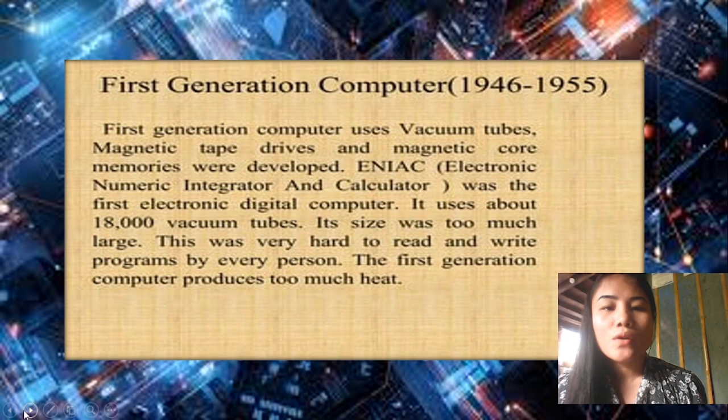First generation computer, 1946 to 1955. First generation computer uses vacuum tubes, magnetic tape drives, and magnetic core memories were developed. ENIAC, or Electronic Numerical Integrator and Calculator, was the first electronic digital computer. It used about 18,000 vacuum tubes. Its size was very large. It was very hard for every person to read and write programs. The first generation computer produces too much heat. So this is the first generation computer and examples from 1946 to 1955.